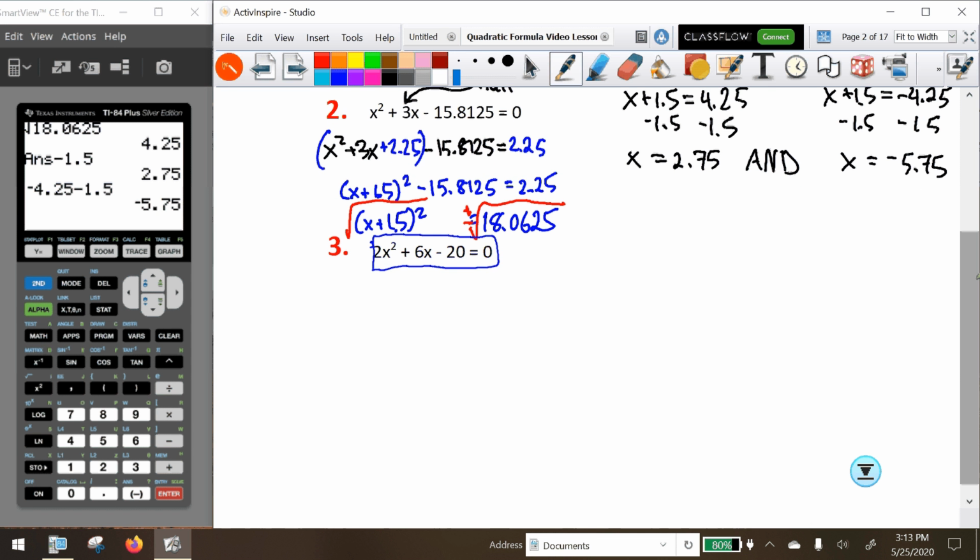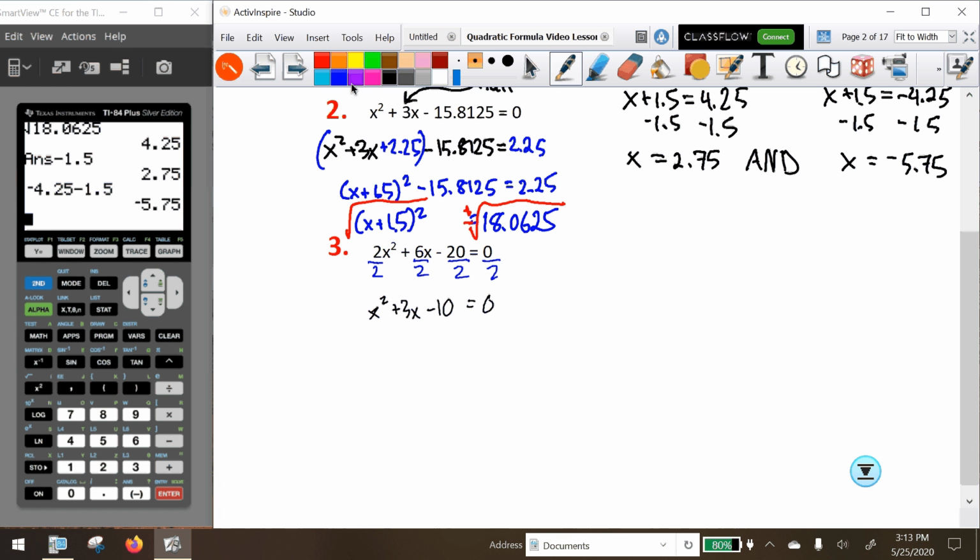To do that, I'm going to divide the whole equation by 2 before I do anything. I'm going to divide everything by 2 on both sides of the equation. All right, my resulting equation is x squared plus 3x minus 10 is equal to 0.